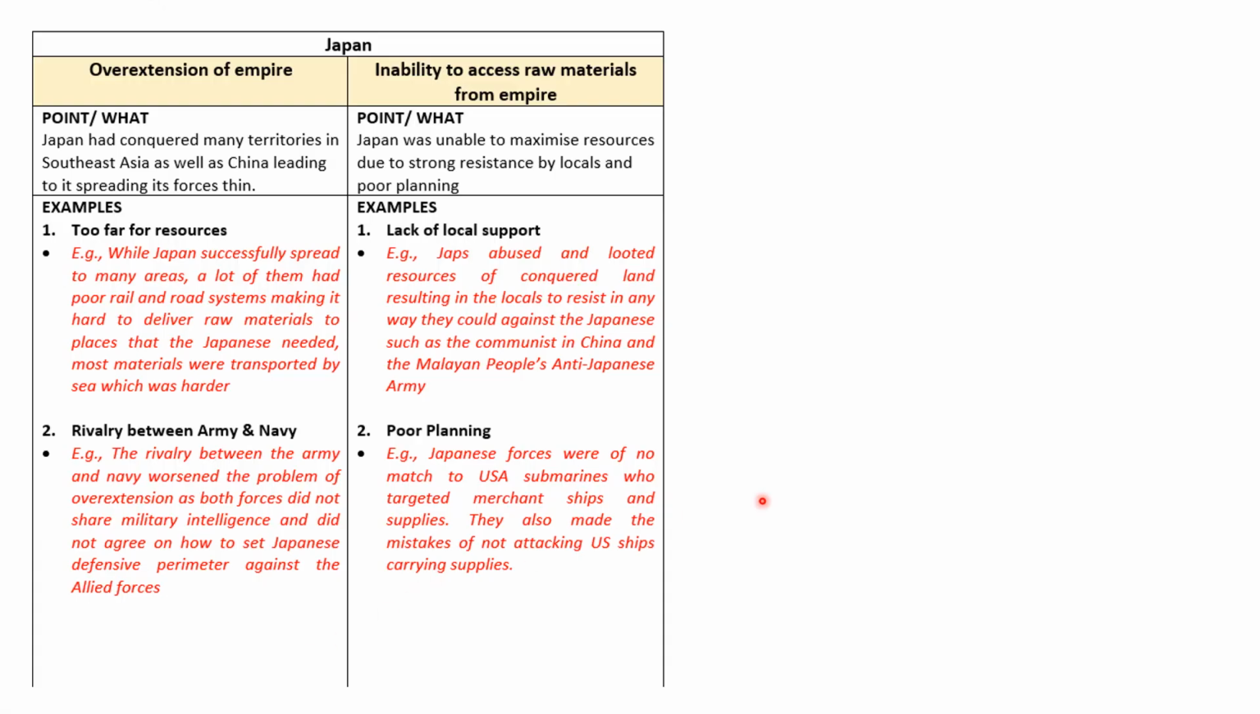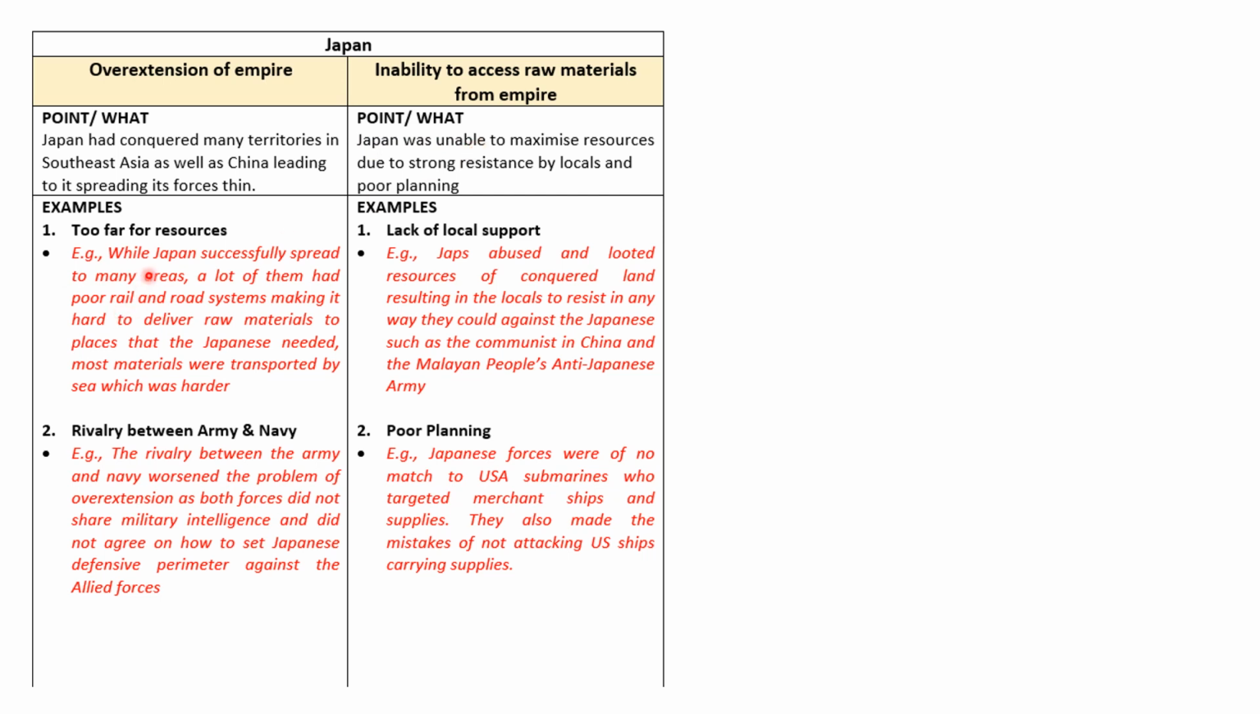Okay, now for Japan, what were their mistakes? So two mistakes or two weaknesses that they had were overextension of empire and the inability to access raw materials from the empire. So you can see that overextension is connected to the inability to access raw materials, because if you extend too much, you are very thin, you spread your forces very thin. And if you spread your forces very thin and you do not have enough resources, it literally means the end of your involvement in the war.